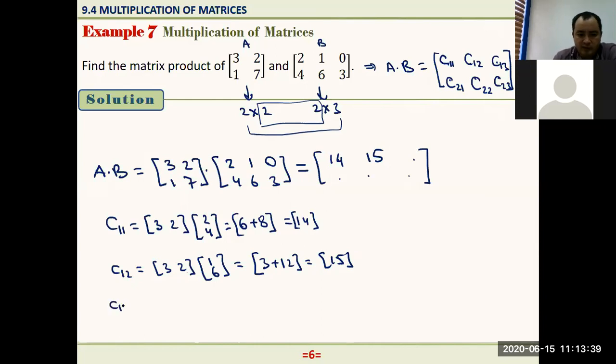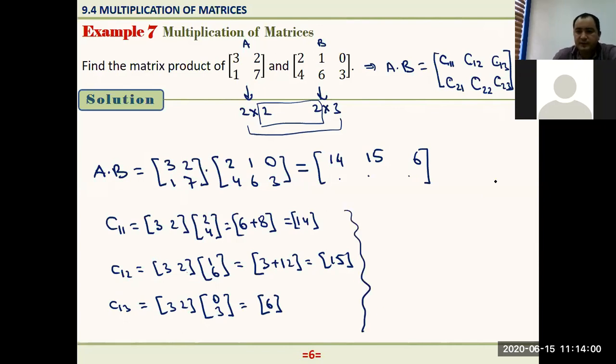Third one, C sub 1, 3. That's equal to first row. It is 3, 2. And third column, because here we have 3, 0, 3, which is equal to 0 times 3, 0, 2 times 3, it is 6. So here we have 6. Okay. In a similar way, I can do the same thing for the second row.